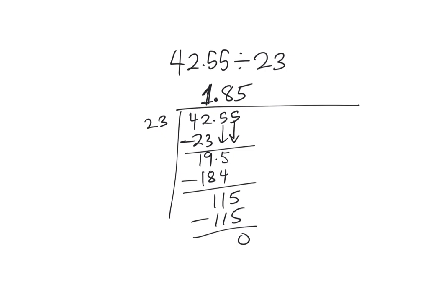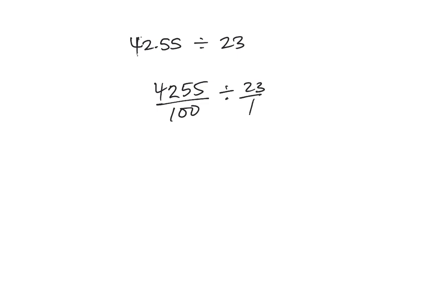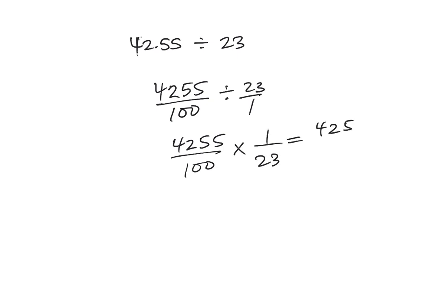So, decimal division, interesting stuff. But let me show you another way of doing this same problem. 42.55 divided by 23. What if I told you to do it like this? 42.55, so 4,255 divided by 100, divided by 23 over 1. And what if I wrote 4255 over 100 times 1 over 23, which becomes 4255 divided by 2300.